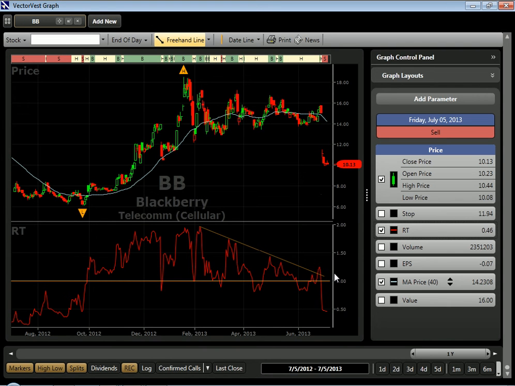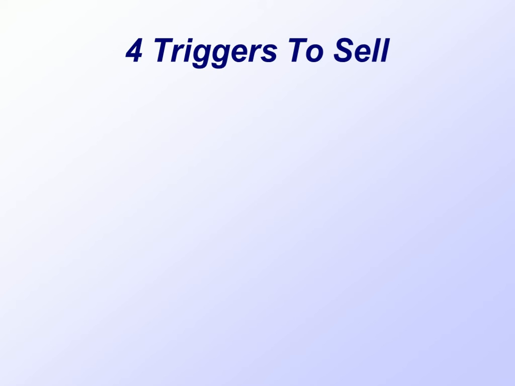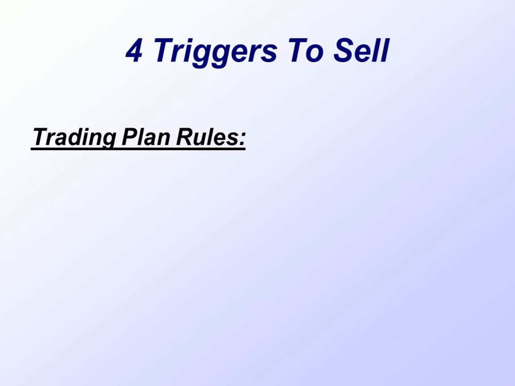But let's talk about the triggers. How do you know when it is time to absolutely sell? Well, let's go back to the PowerPoint. Broadly, there are 4 reasons for you to sell a stock, or 4 triggers, if you will. The first is they're all related to your trading plan rules. In other words, all of these rules were determined before you ever took on the position.